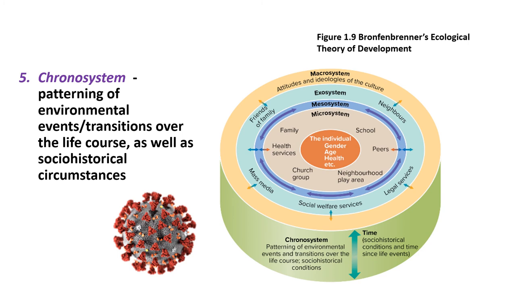It's like this circle is almost spinning through time, and he's calling that the chronosystem, the time system, this pattern of environmental and life transitions over the life course, these social historical circumstances. And you might have guessed that's why I have that virus image there. Right? You're not going to have to explain to anyone in 2020 what this is a picture of. Because even though all of our social lives are completely different, there's commonalities in our chronosystem just because we're alive on Earth at the same time.